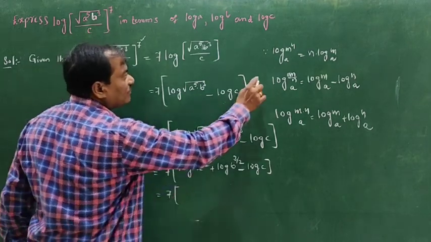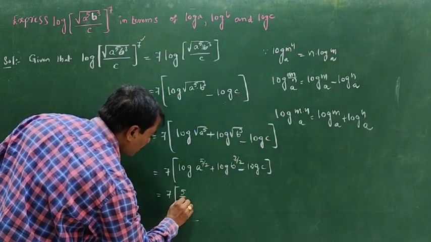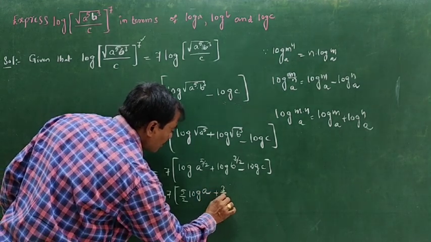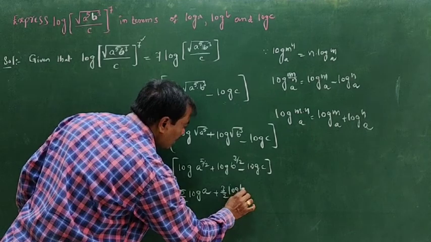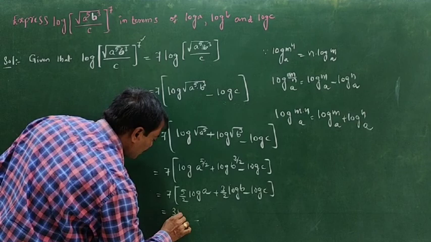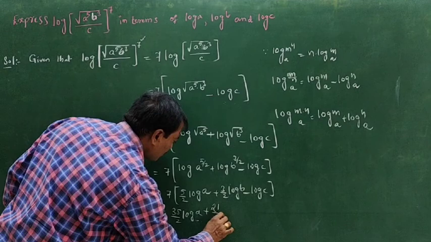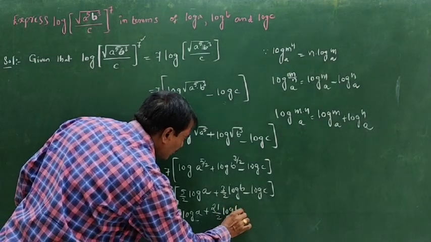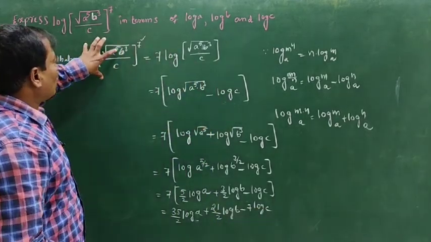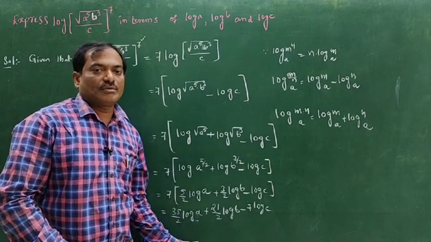And again in the form of log m to the power of n to the base a, therefore 5 by 2 log a plus 3 by 2 log b minus log c. Finally this is 35 by 2 log a plus 21 by 2 log b minus 7 log c. Now this is the process of writing the given logarithm as a sum or difference of two or more logarithmic functions.